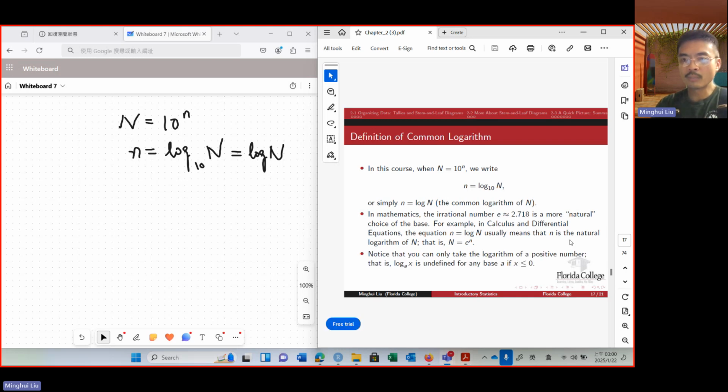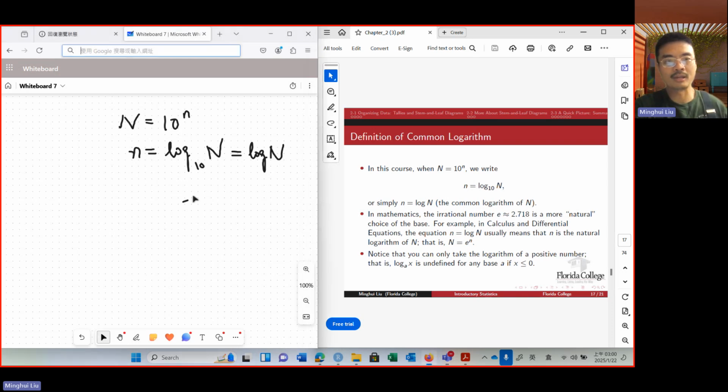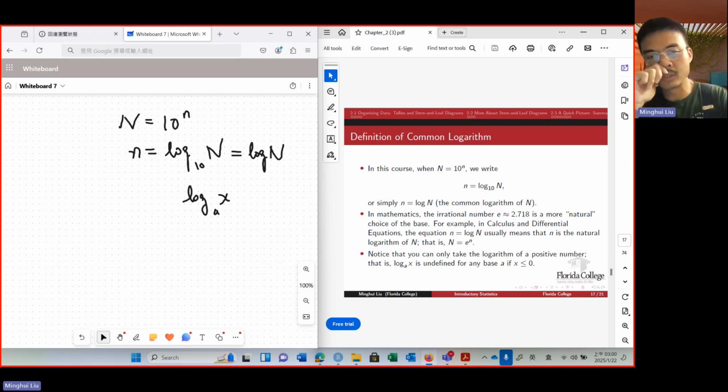One more thing I want to remind you is that log base a of x is undefined whenever x is less than or equal to 0. Think about it: log base a of x means a raised to what power is equal to x. When a is positive, a positive number raised to any power, positive or negative, is always positive. So it's impossible to get a negative number or 0. Log of 0 is undefined, log of -2 is undefined, and so on.